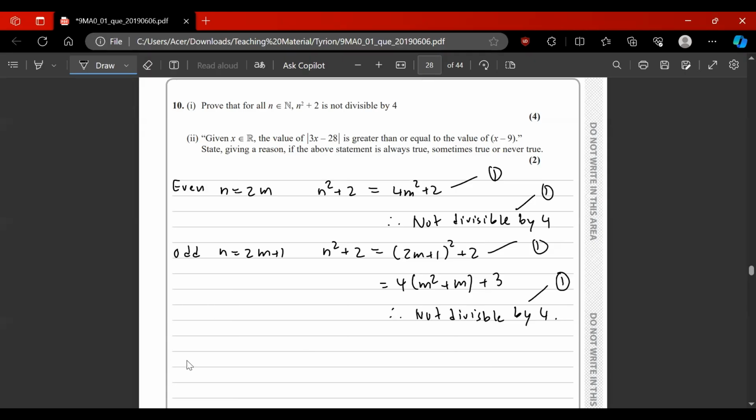So then on to part 2 here. Given x is a real number, the value of modulus 3x minus 28 is greater than or equal to the value of x minus 9. State, giving a reason, if the above statement is always true, sometimes true, or never true. For this, once again, we'll need to make use of some sort of a proof method. So this time, I'm going to use numerical substitution.